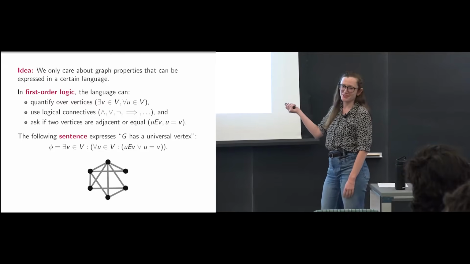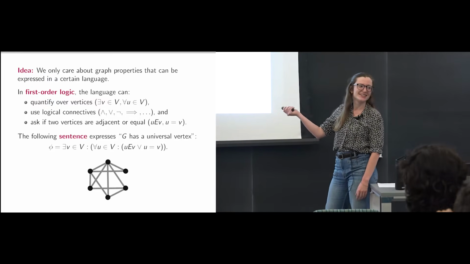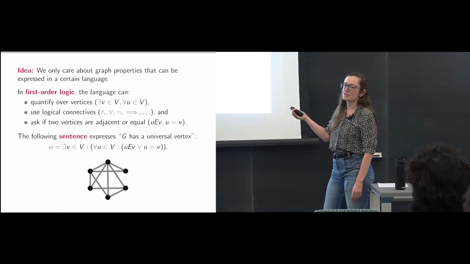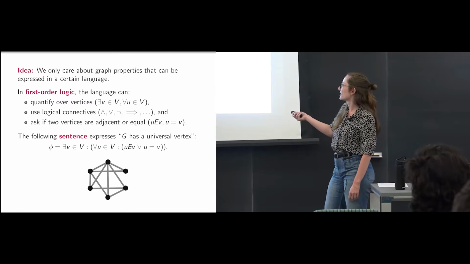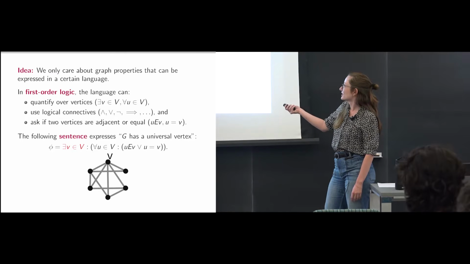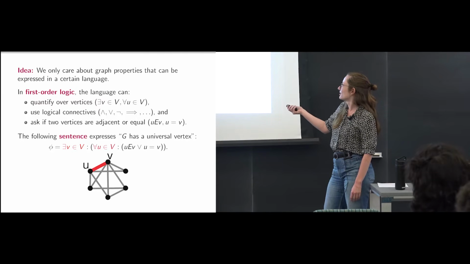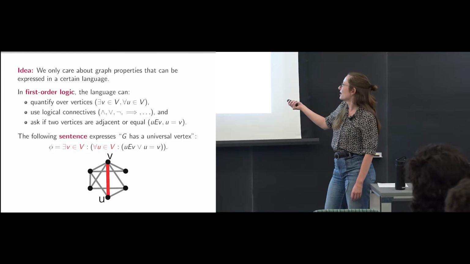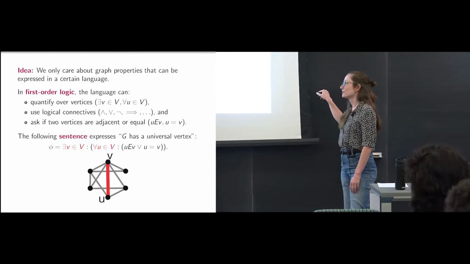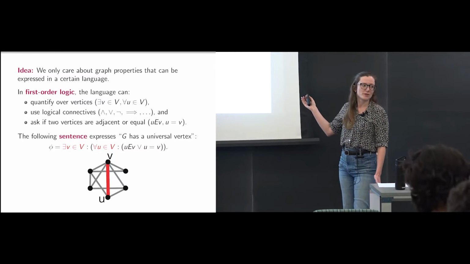So let's go through an example. It's always really difficult to look at actual sentences written in first-order logic, so let's not try to look at this just yet. But say that the property that I'm interested in is whether G has a universal vertex, one vertex that's adjacent to all of the others. So the way I can write that using just those rules is I can say there exists a vertex v, so that for every vertex u, and then I'd iterate through all of the vertices and actually look at them, either u is adjacent to v or u is equal to v. Okay, so you'd say that the property of having a universal vertex is expressible in first-order logic.